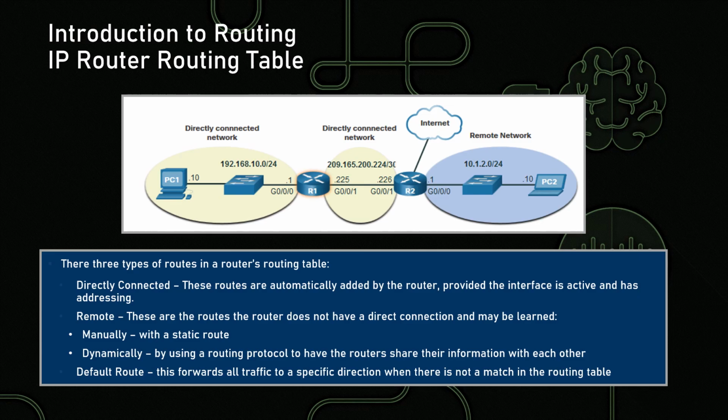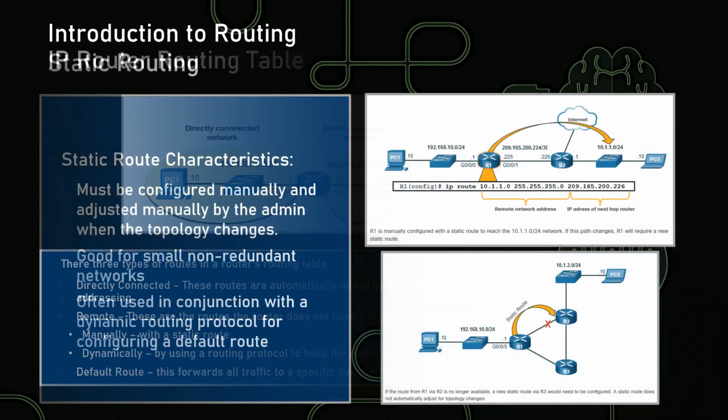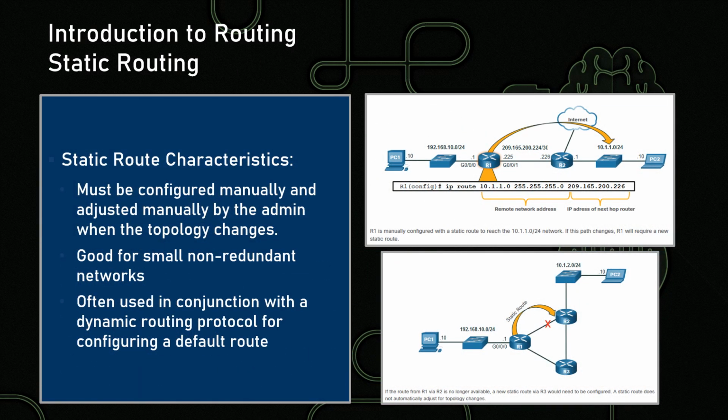The default route is where all traffic is sent to a specific direction when there is no match. So that can sometimes be called our route of last resort. A static route has to be configured manually and adjusted manually when the topology changes. This is good for small, non-redundant networks and is often used in conjunction with dynamic routing protocols for finding a default route. So in the event that the dynamic route fails, we have a backup route to say, okay, well, this is what we're going to do.